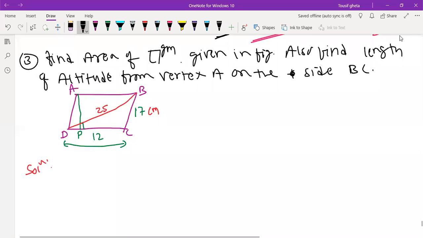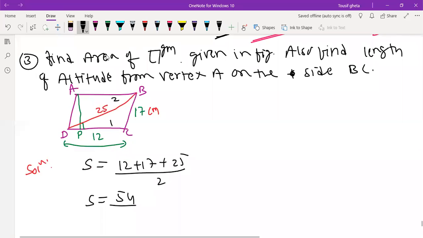So you can see in this, ABCD is a parallelogram. Two triangles are there, and in one triangle all 3 sides are given. So you can find out S is equal to 12 plus 17 plus 25 by 2. 12 plus 17 plus 25, you will get 54 by 2. If you cancel this, you will get 27.